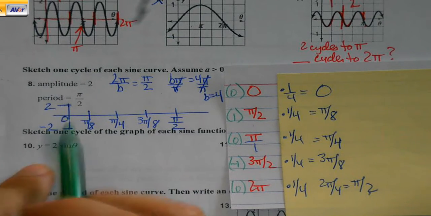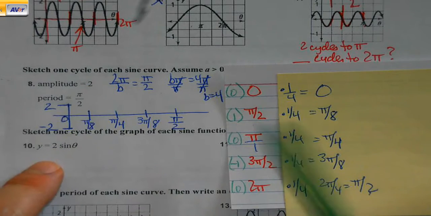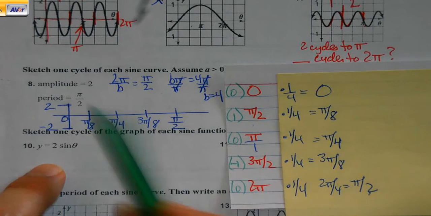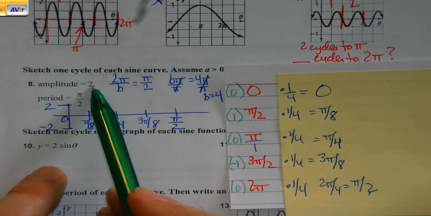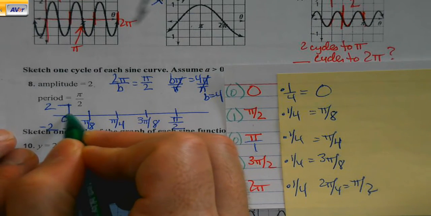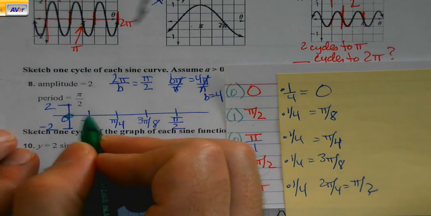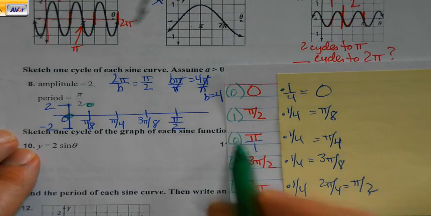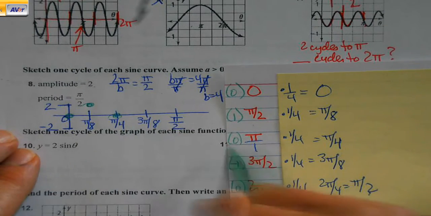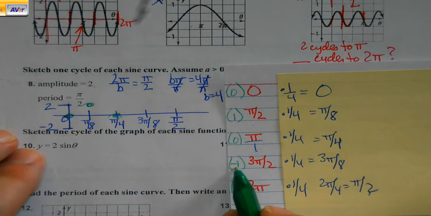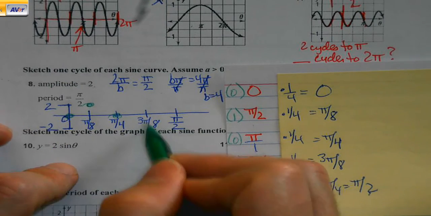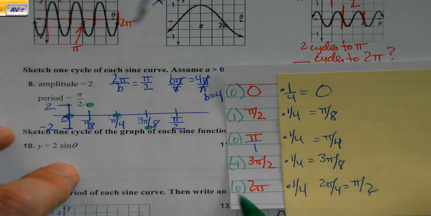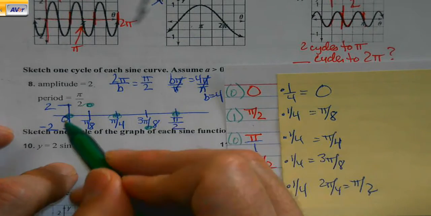But I have an amplitude this time. So each of my 1s are going to get multiplied by that value. So my zeros will stay the same. This will become 2 at my pi over 8. Back to 0 for my pi over 4. Negative 1 times 2 is negative 2 at my 3 pi over 8. And back to 0.